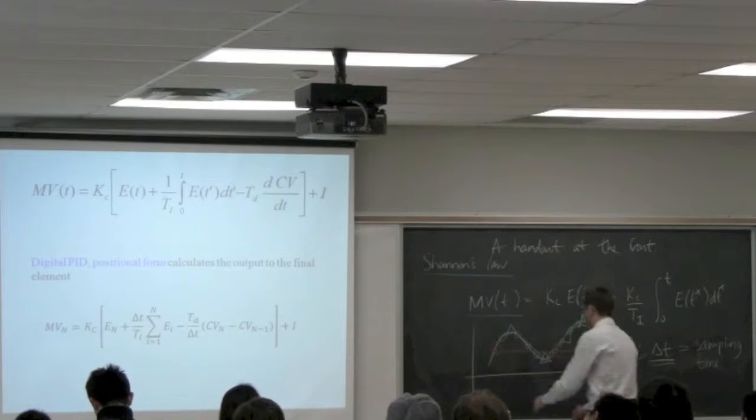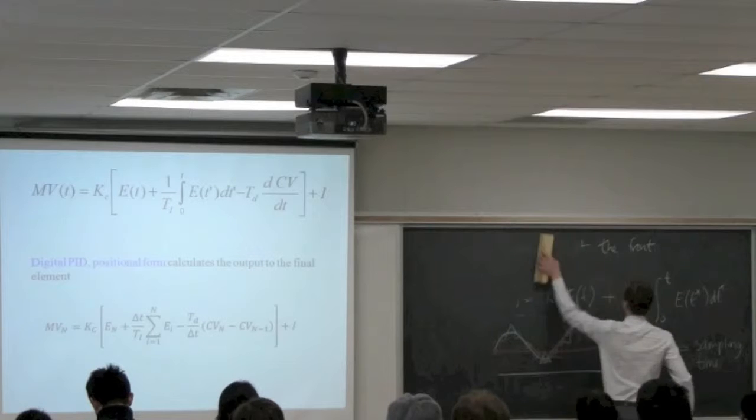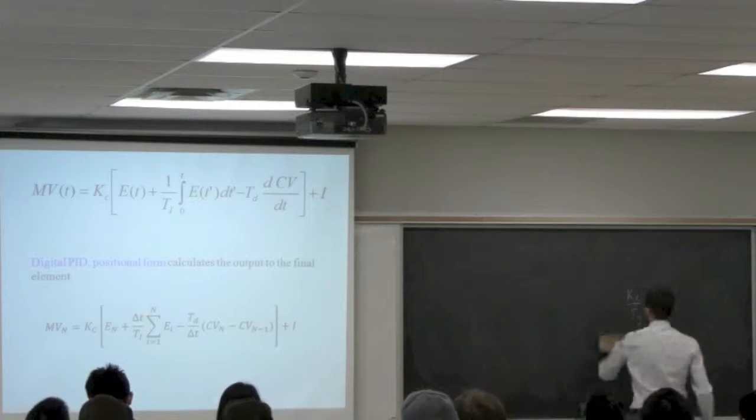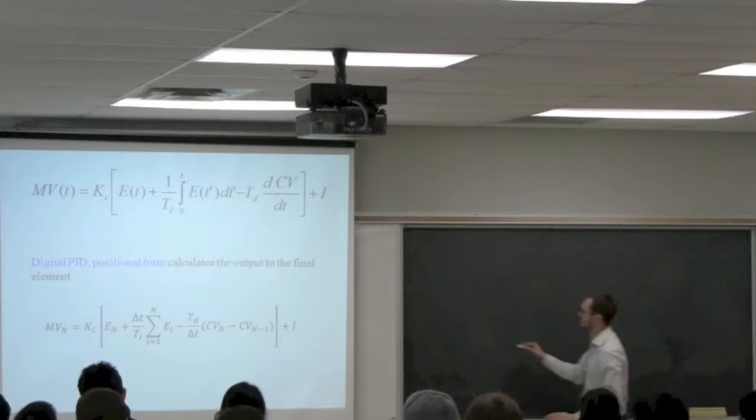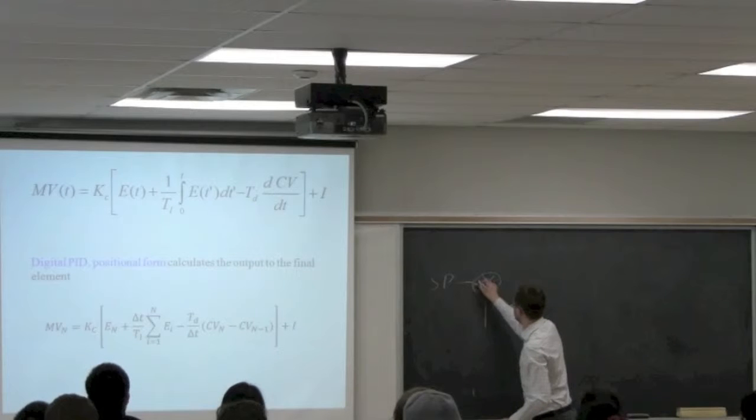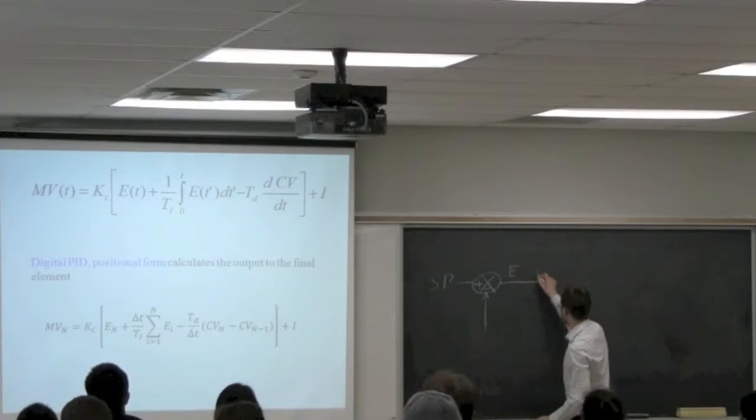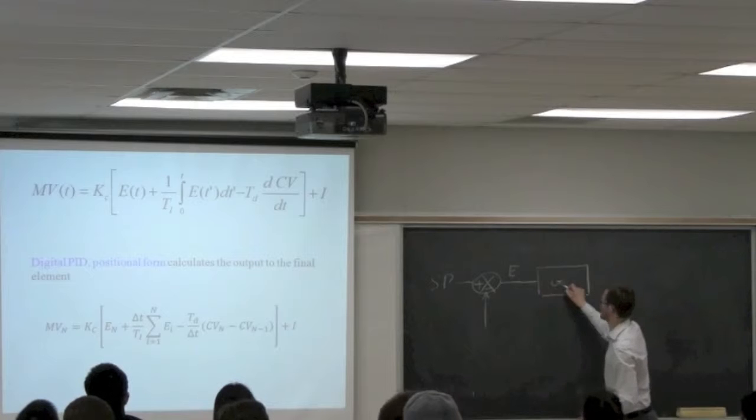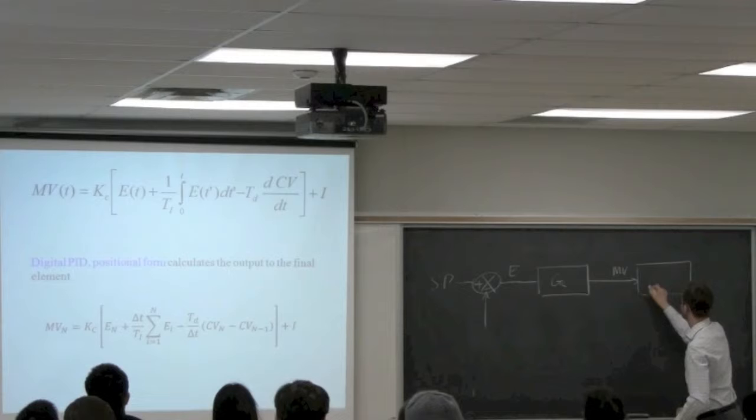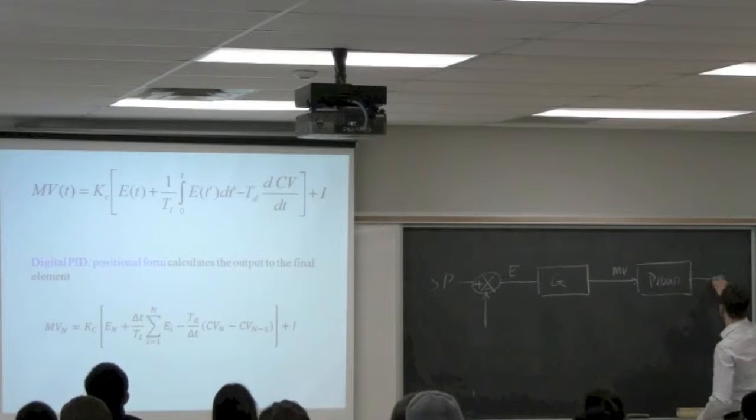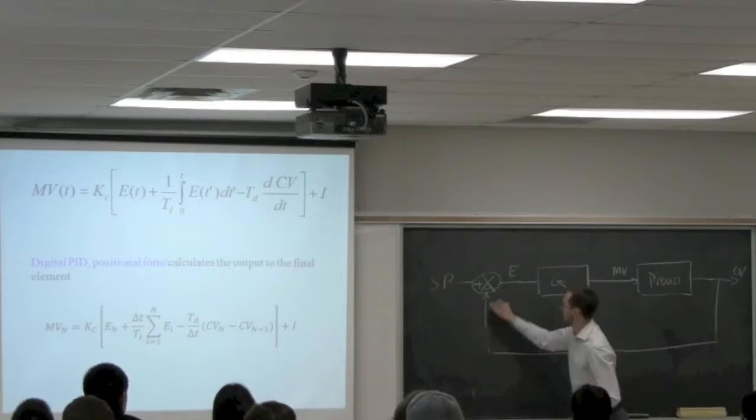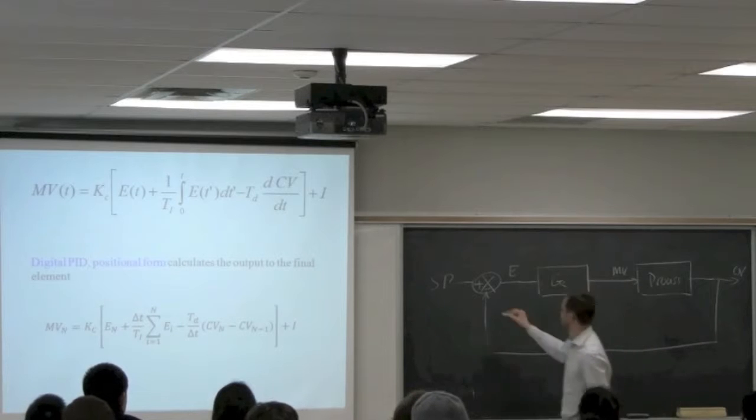Why in digital form? Well, let's go back to this diagram that we've used so far in this course too many times. We have my set point, there's my comparator, I'm calculating my error E, and that goes into some controller, which I'm just going to call GC. That creates my manipulated variable that goes into my process. And then here's my CV. I bring that back, and there's my set point. So we've seen this many times.